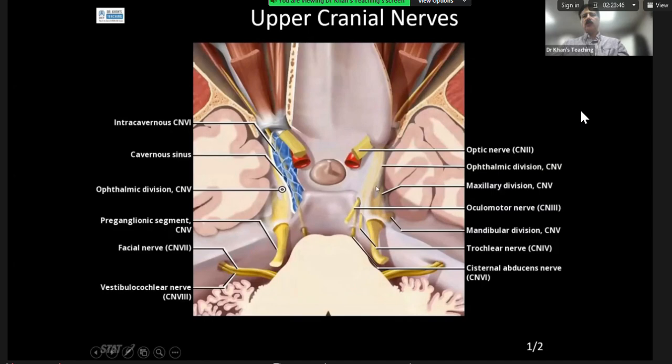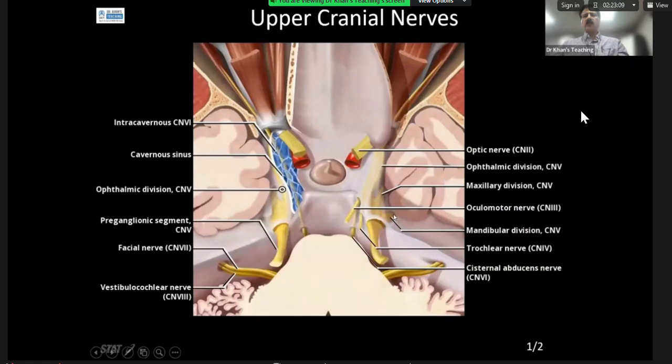It goes into this part, which is known as Meckel's cave, very well seen on an MR, and it divides into three branches. V1, which is the ophthalmic branch, and then the maxillary branch, V2, and V3. V1 and V2, remember, they go into the cavernous sinus. V3 is a favorite in the exam because it goes through the foramen ovale and goes into the masticator space. And I'm going to show you a case today of perineural spread.